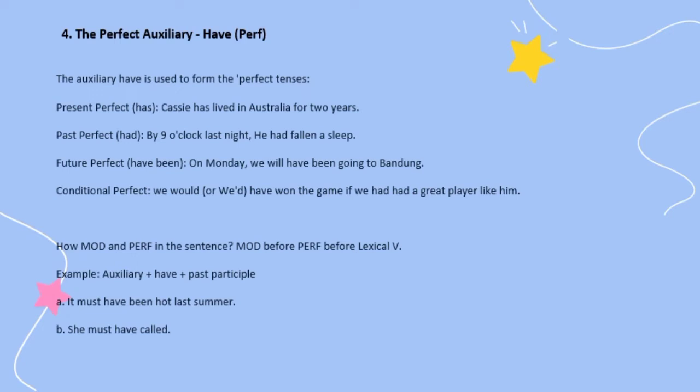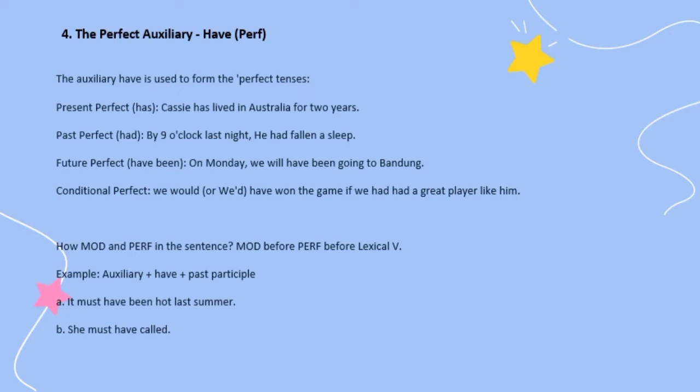In the future perfect, will have. The example is, on Monday, we will have been going to Bandung. In the conditional perfect, the example, we would have won the game if we had a great player like him.